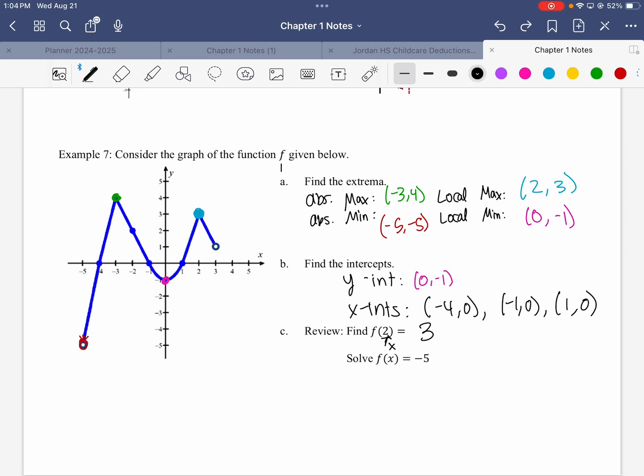So what kind of value is negative 5 then? That's a y value. So let's look at our y value. For what x is y negative 5? But it's not a point on the graph. It doesn't exist. There is no x value for which y equals negative 5. It's undefined. It's an open circle.